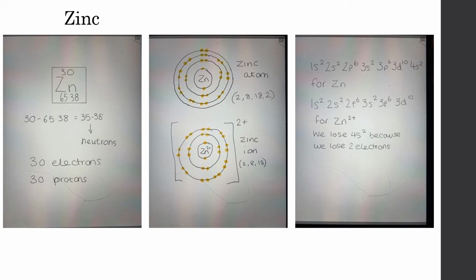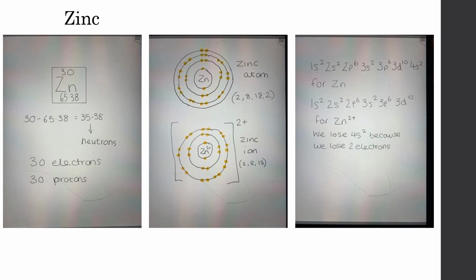As you can see, when we're looking at the shells, we have 2 in the first one, 8 in the second, 18 in the third, and 2 in the fourth. When it becomes an ion, though, we have lost 2 electrons. So it's just 2, 8, and 18. As you can see, we've lost that fourth shell. And also, the idea I mentioned before with the periodic table, you can see there's 2 on that last one.